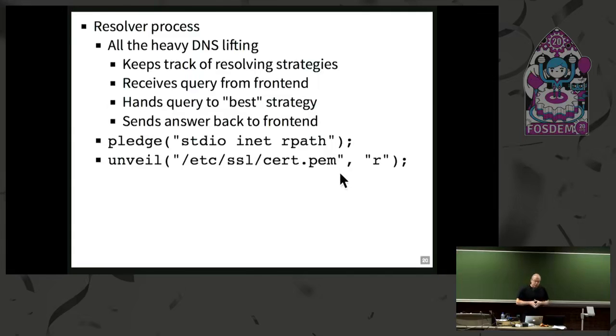but not a lot more. Oh, there's one thing: since we do support DoT, we need a CA bundle. But we don't want this process to read the whole file system, so we can tell it with the unveil syscall, look, there's only this one file. Only this file exists in your whole file system. If you try to open something else, the kernel will tell you this does not exist. So you cannot exfiltrate any information that's on the file system. It's just not there.